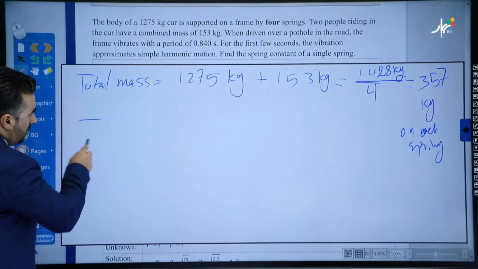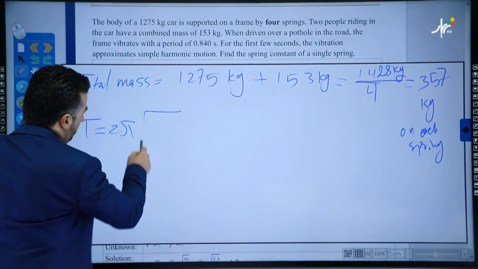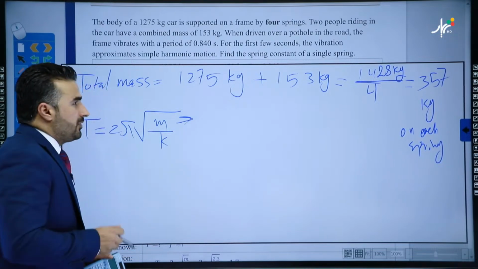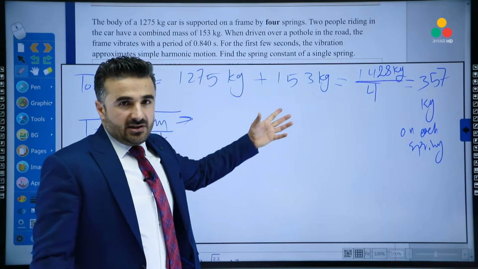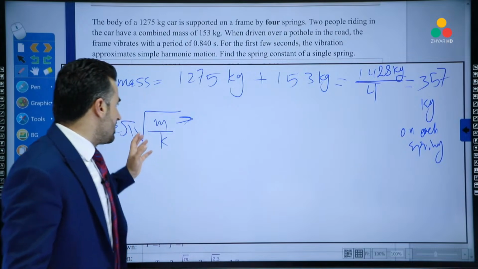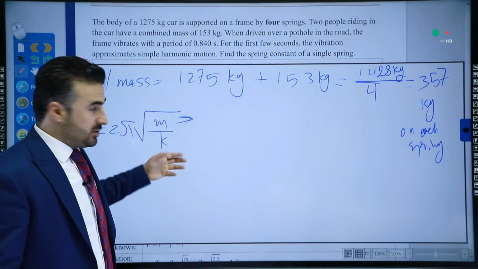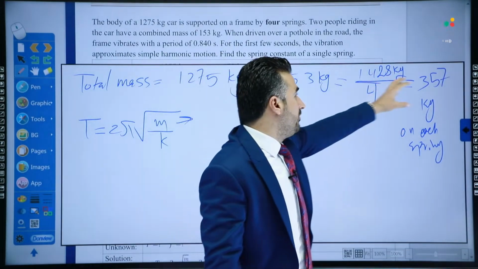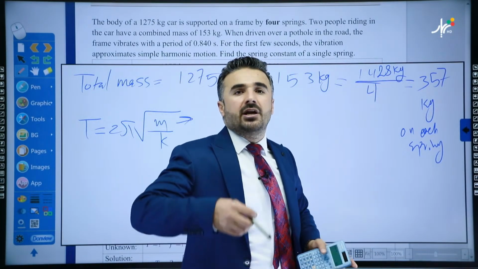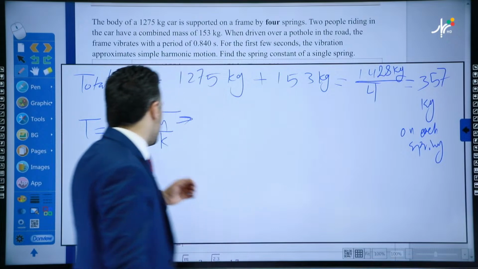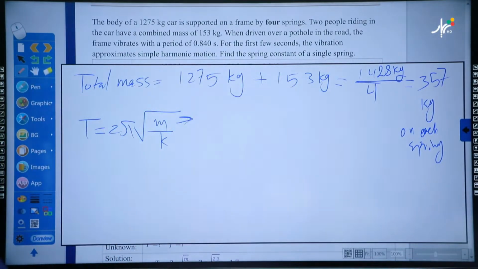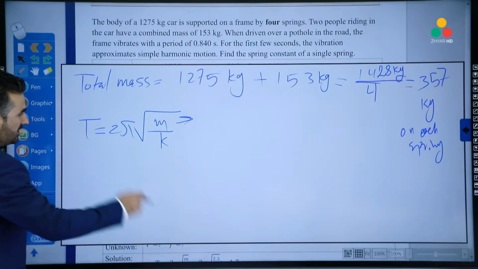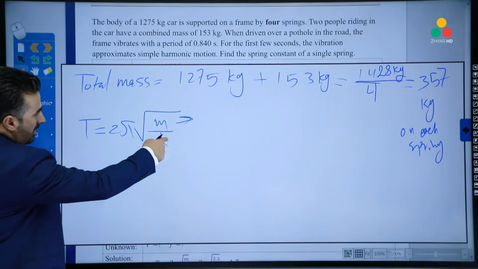Because based on this equation, period equals 2 pi the square root of mass over the spring constant, I need the mass. But we have 4 springs. You can either use the total mass and divide by 4 springs, or find the total like I did and divide by 4. We'll find out how much mass is on each spring. Now I can find the spring constant of one of the springs, which are all identical, so that'll be the same for all. Remember, we're trying to find k here.